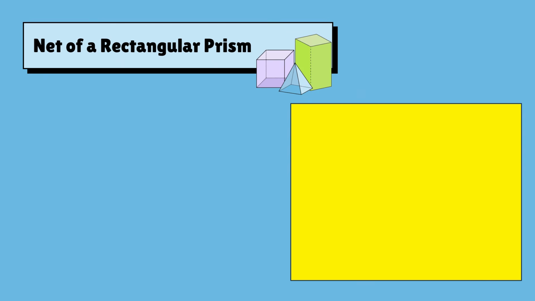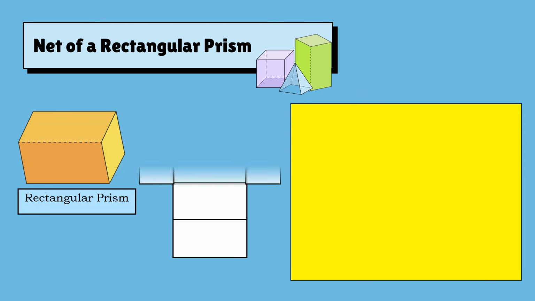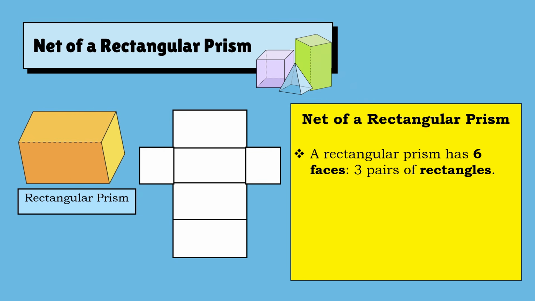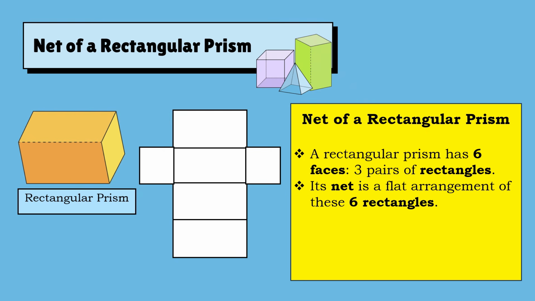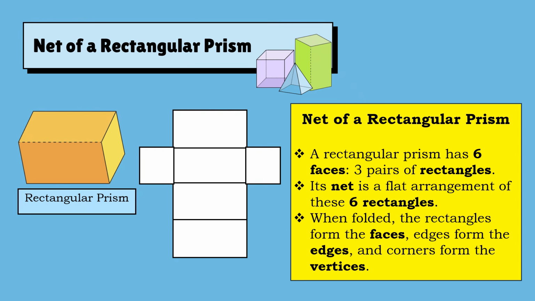Next, let's take a look at the net of a rectangular prism. A rectangular prism has 6 faces, 3 pairs of rectangles. Its net is a flat arrangement of 6 rectangles. When folded, the rectangles form the faces, the edges form the edges, and the corners form the vertices.